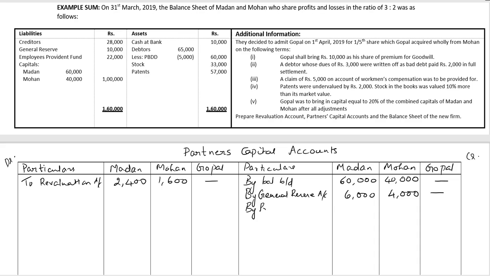So by premium for goodwill, the entire rupees 10,000 is credited to Mohan's capital account. We need to do the calculation for the amount of capital which is brought in by Gopal. We'll put the partners' capital accounts in the first half of the screen and do the working notes at the bottom half of the screen.